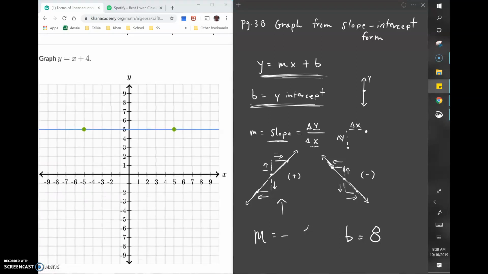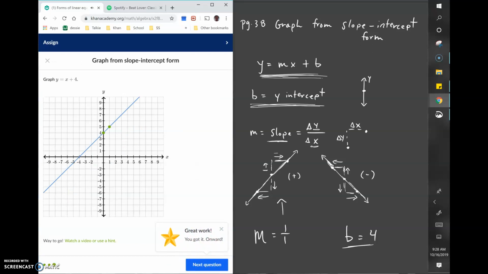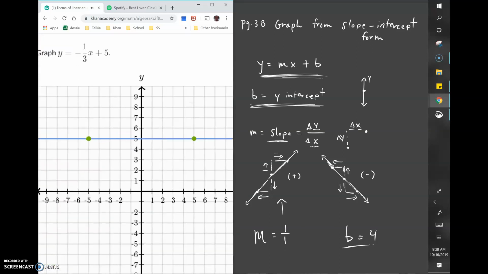Ooh, this one's tricky. So you probably have already identified the b value is 4 because that's the constant. And then you're like, where's that m value? Well, when there's no number in front of x, the slope is 1 over 1. And we know it's positive because there's no negative sign. So that was a good one to get. Graph the b. Now I'm going to go ahead and graph 1 over 1, so I can go up. I know it's positive, so I can go up and to the right, or I can go down and to the left. So I'm going up 1 unit to 5, and over 1 unit to the right, and boom, 1 over 1.